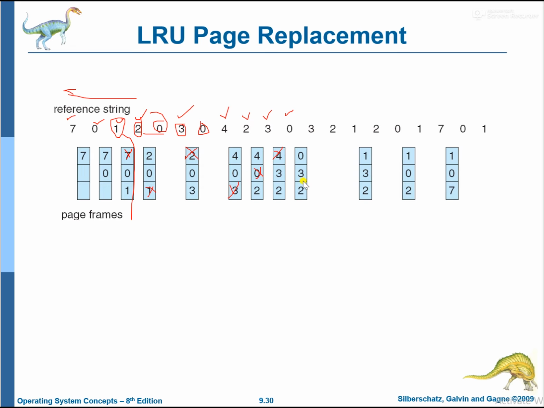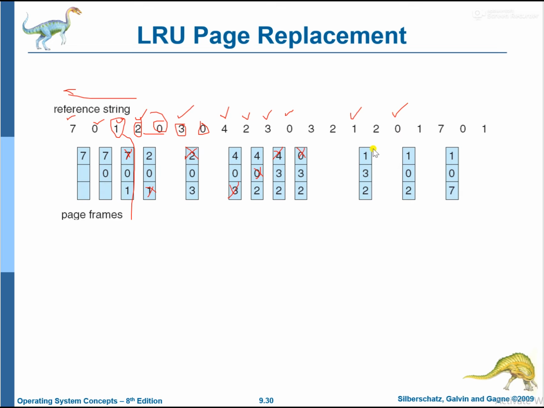Then we need 3. 3 is already there. We need 2. 2 is already there. We need 1, and 1 is not over here. So again we have to choose a victim, and if we look at 230, which is farthest? 0. So 0 will be the victim frame, and 1 will be placed in place of 0. Okay, then we need 2. 2 is already there. Again we need 0, a page fault occurs, and we have to bring 0.